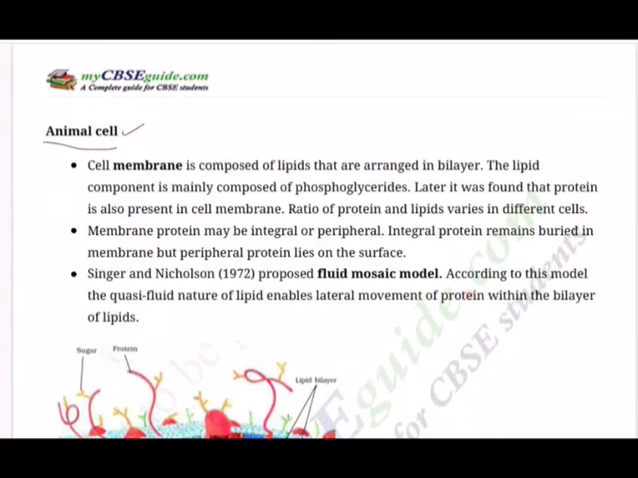Cell is composed of plasma membrane or cell membrane, and it is composed of lipids that are arranged in a bilayer. So, bilipid layer. The lipid component is mainly composed of phosphoglycerides. Later it was found that protein is also present in the cell membrane. The ratio of protein and lipids varies in different cells. So basically an animal cell membrane is made up of a lipoproteinaceous layer, lipids as well as proteins.